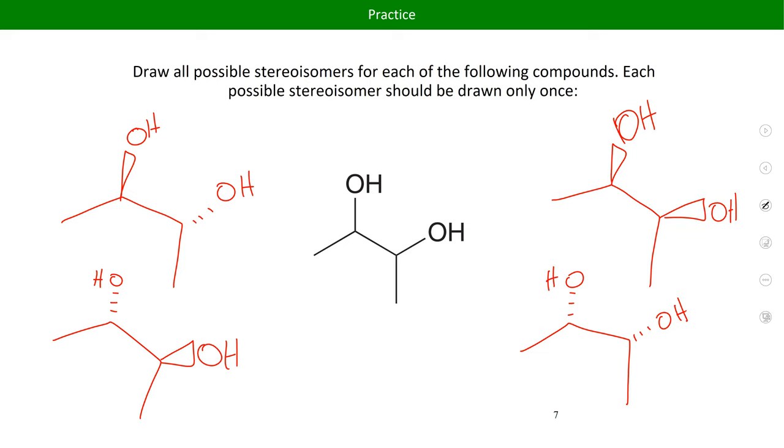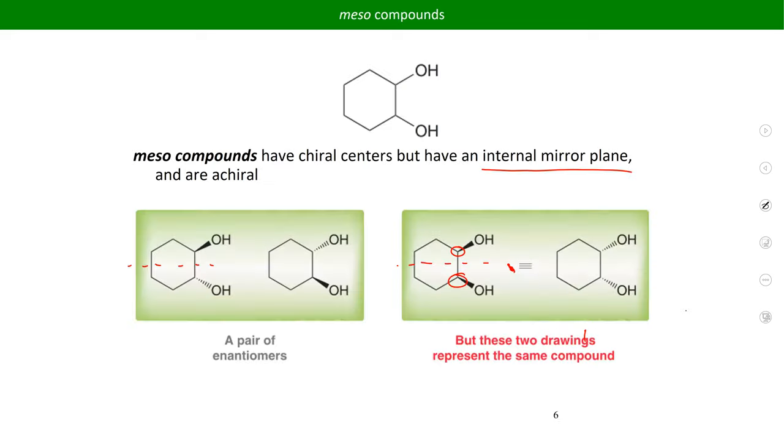They also have to have the identical substituents, because if I come back here, if one of these OHs, if I turn this into a methyl instead, now it's not a meso compound. Because now if I take this and flip it like a pancake, it doesn't look like this one. Because now I just switched where the OH and the carbon are, right?